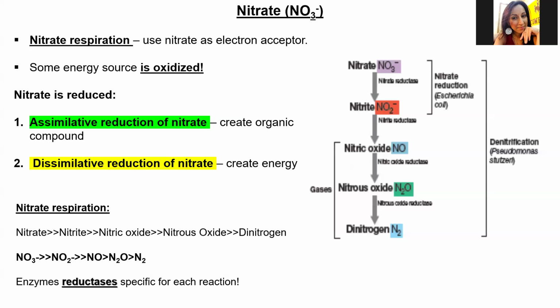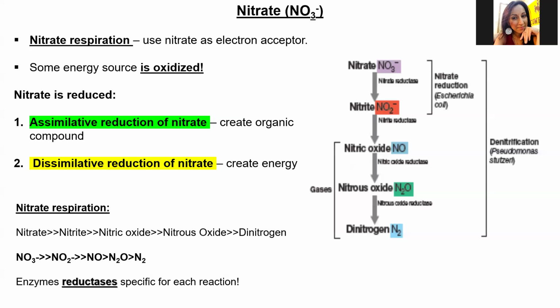And purposefully, I'm putting names and chemical formulas. I prefer chemical formulas, but you are very welcome to memorize only names. So nitrate respiration goes from nitrate to nitrite to nitric oxide, nitrous oxide, and dinitrogen. You can literally see how that respiration goes, losing one oxygen at a time, and very often this respiration ends up with nitrous oxide, which is N2O.